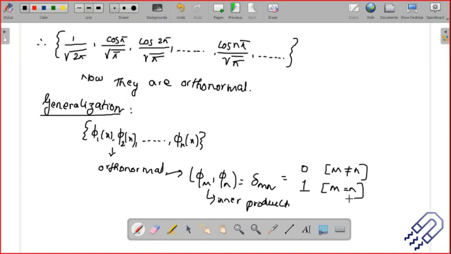Now, why is this important? Because when we talk about Fourier series, we are going to have an expression, and we are going to write down the Fourier terms. As we do it, it will be more clear. But there we will see that if we have all the terms included, they will basically be orthonormal in nature.